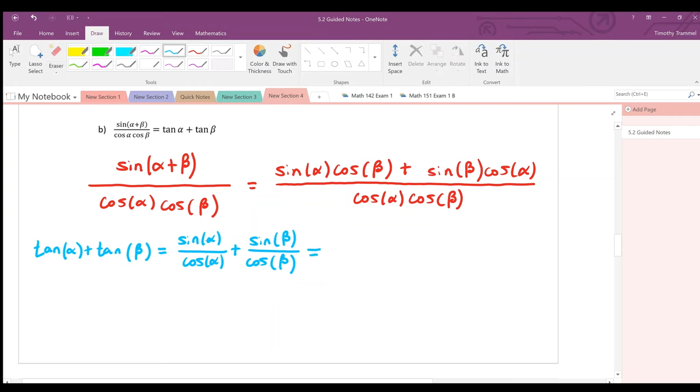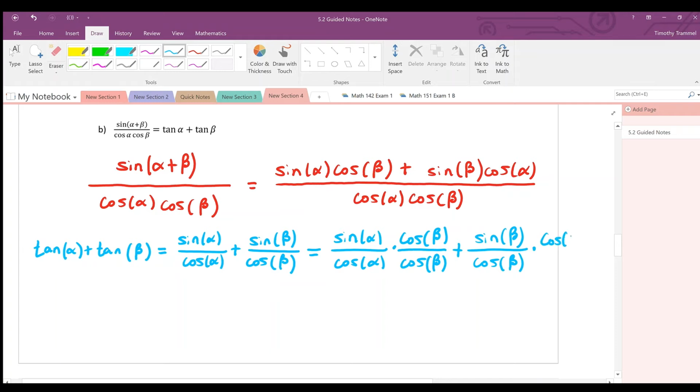So if we do that, the common denominator is going to be cosine alpha, cosine beta. So we'll have to multiply the sine of alpha, cosine of alpha, by a cosine of beta over cosine of beta, plus, and then we have our sine of beta over cosine of beta, and for that common denominator, we're going to need a cosine of alpha involved here.